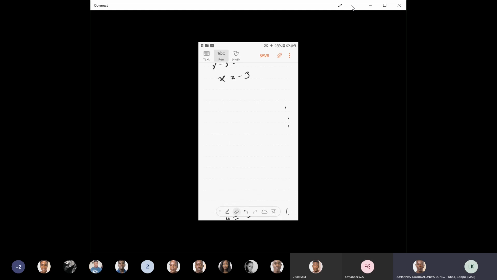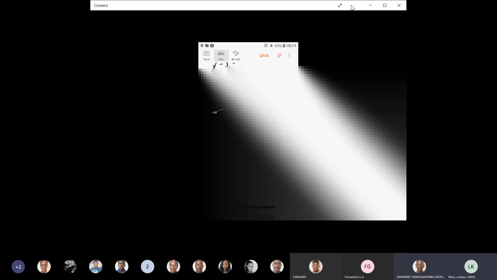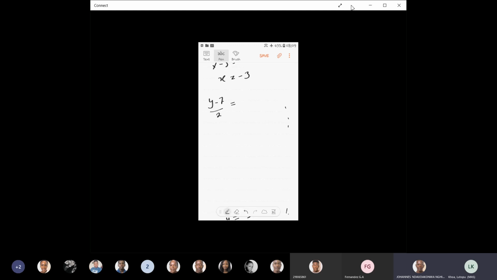Okay, then for the other one, I have (y minus 7) over 2, and this is equal to 2. So I multiplied by 2 on both sides. So y minus 7 is equal to 4, and that means that y is equal to 11. So I have 4 plus 7, that is 11. So my coordinates of B should be minus 3, 11. Yeah, that is correct.